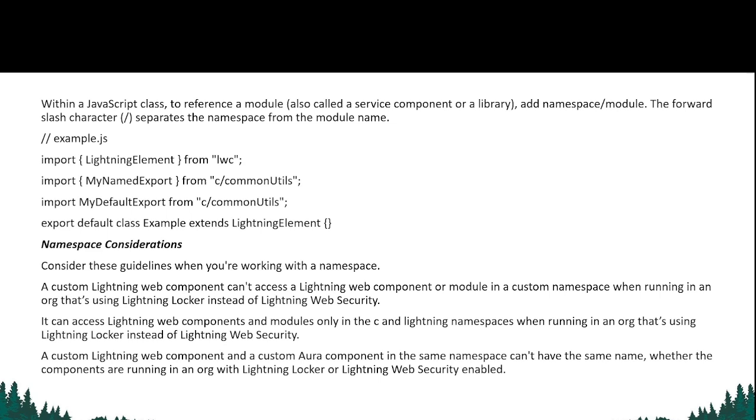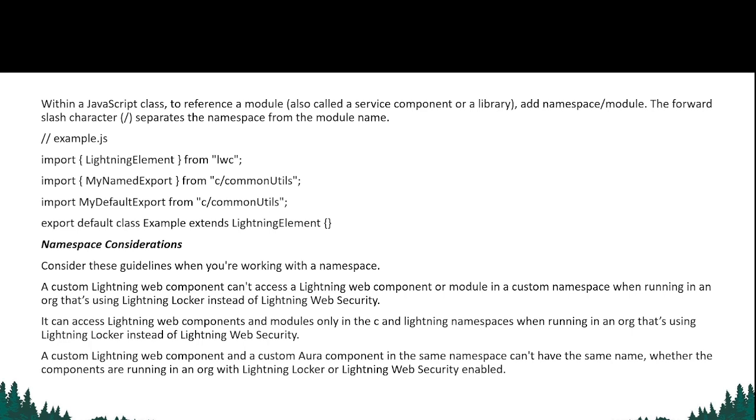So for these guidelines, a custom Lightning Web Component is not accessing a Lightning Web Component or a module in a custom namespace when it is running in an organization that isn't using Lightning Locker instead of Lightning Web Security. I can also access Lightning Web Components or modules only in the c namespace, that is the default code that is generated, and the lightning namespace when it is executing in an org that is using Lightning Locker instead of Lightning Web Security.